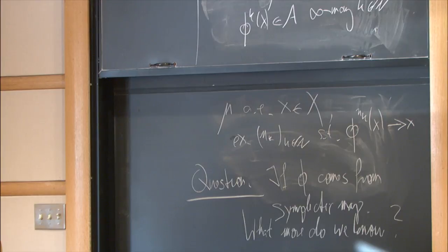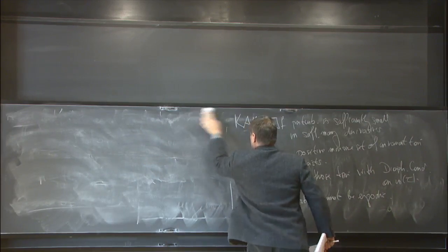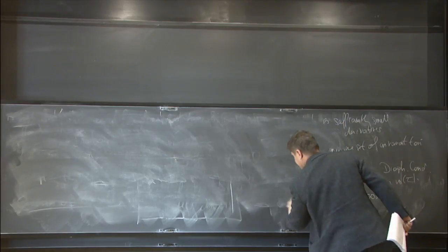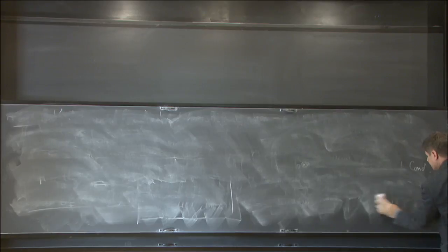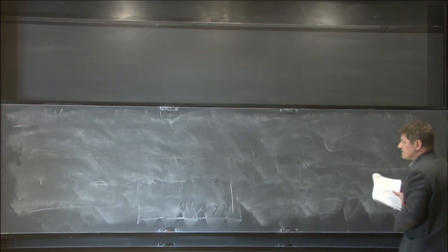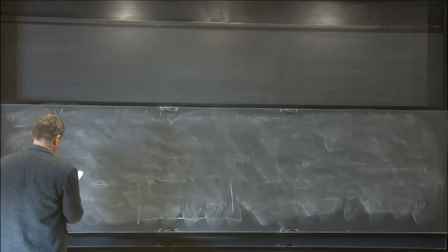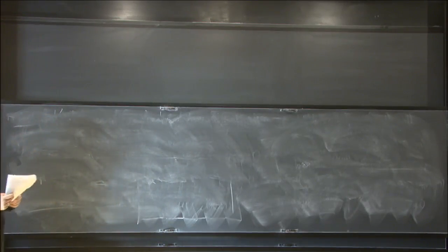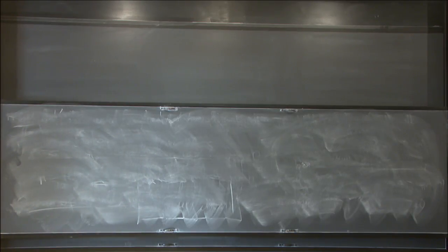So this question should be seen in the context of symplectic rigidity. So let's rephrase this question. What distinguishes symplectic dynamics in terms of Poincaré recurrence from volume-preserving dynamics?